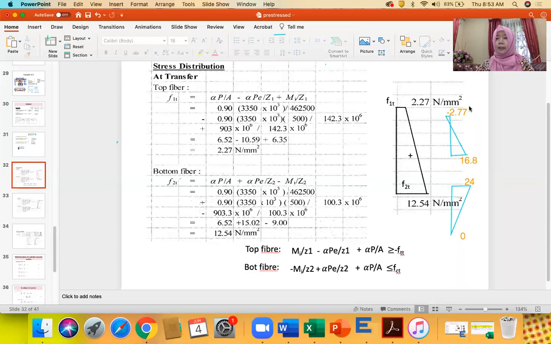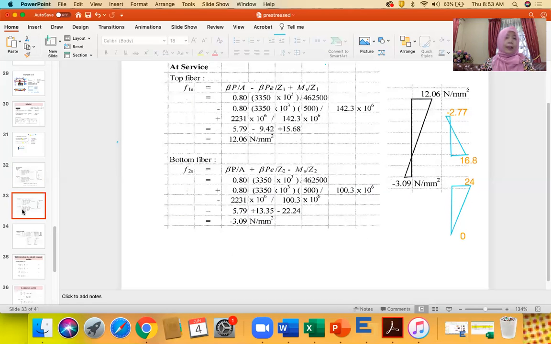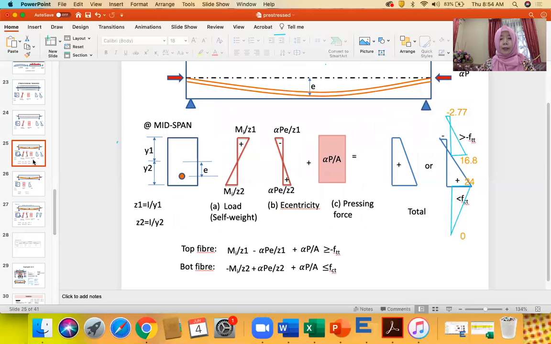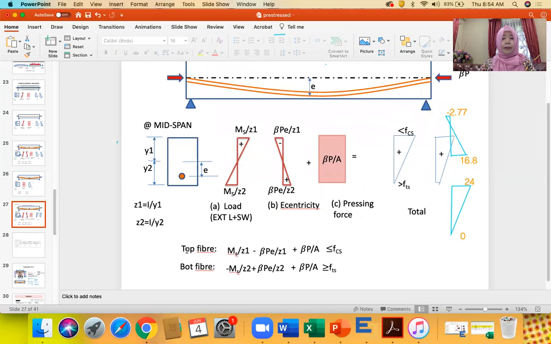If you remember just now, this is our limit for the stress during transfer, the diagram in blue. So we have 2.27 is greater than 2.7, so it is allowable, and the bottom one is less than 16.8, so it is also allowable. Okay, we complete the stress distribution during the transfer. And then the next one is the top fiber. Remember yesterday's one, top fiber during service, so we have this formula.